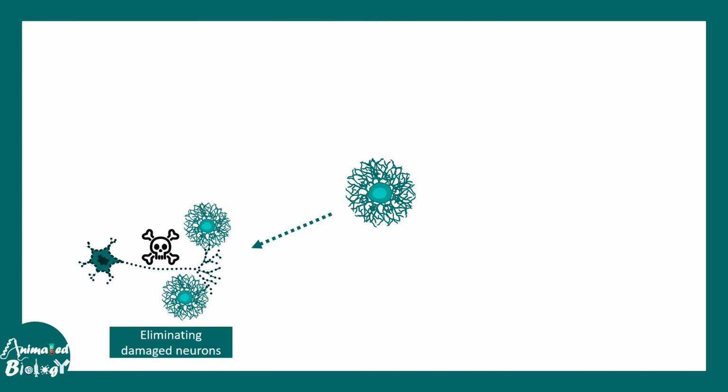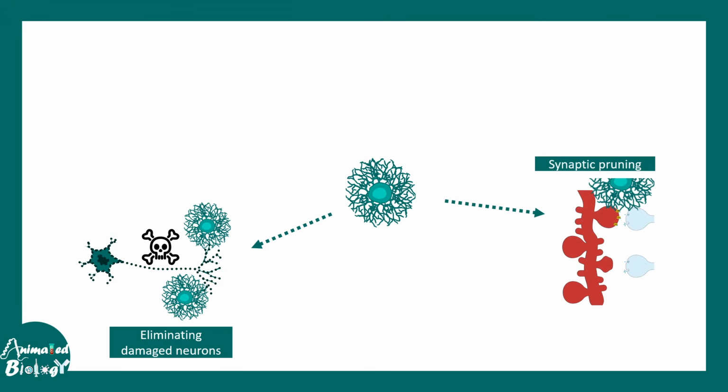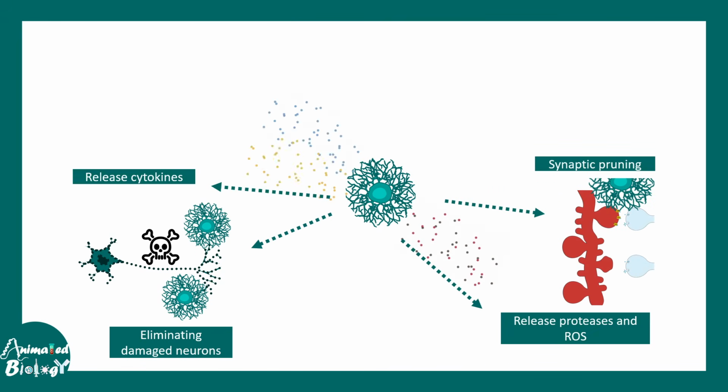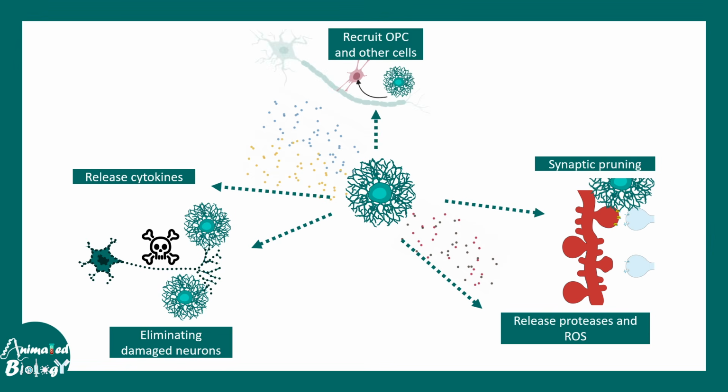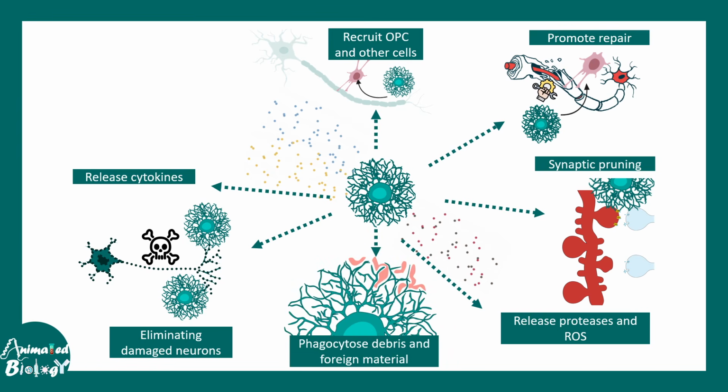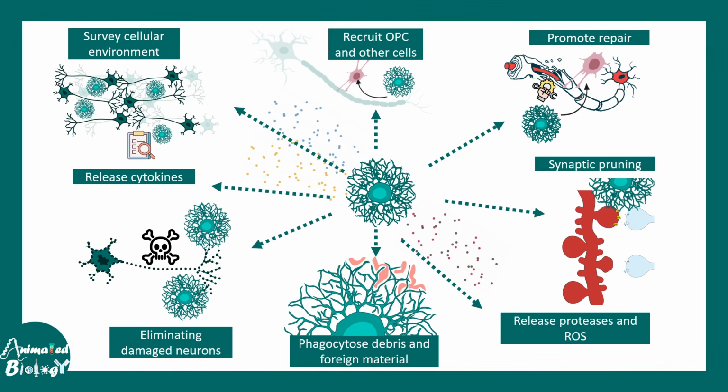Now microglia have a diverse set of functions, which include eliminating damaged portions of neurons, synaptic pruning, releasing proteases and ROS, releasing pro-inflammatory cytokines, recruiting oligodendrocyte precursor cells, promoting repair of damaged axons, phagocytosing debris or foreign pathogens, and also providing surveillance of the nearby cellular environment.